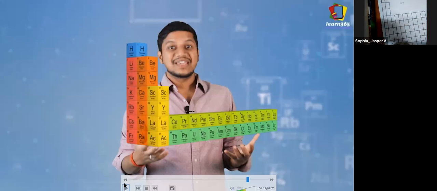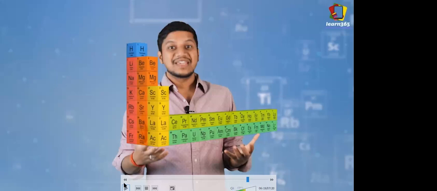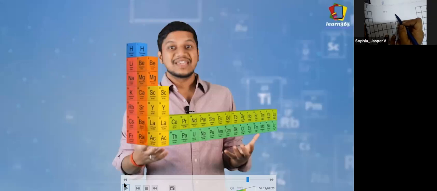You remember this number? There are totally 118 elements in the periodic table. Out of them, the first 20 elements is what you will have to remember. Remember the first 20 elements of the periodic table. It's very important. Then, how do we go about it?